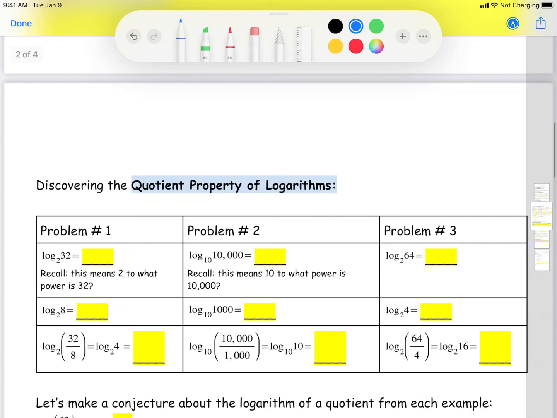Now let's look at the quotient property of logarithms. So if you had to guess, based upon what happened with the product, what do you think is going to happen with logarithms when we're looking at their quotients? The numbers will be smaller, or you're going to subtract instead of add. Okay.